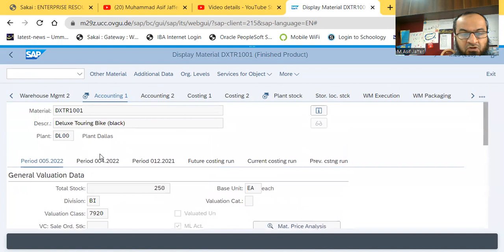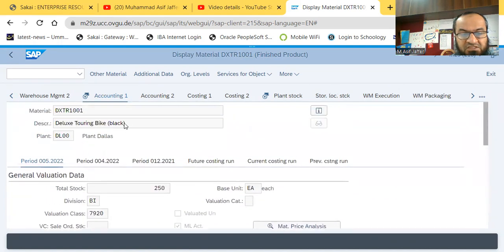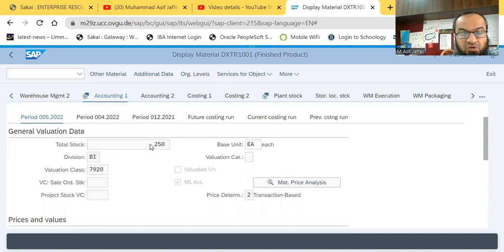Then the currency, and then also you see the available stock on this particular plant. Keep in mind that this is the description and this is the Dallas plant. We are actually displaying this material for this particular plant. So this is the total available stock at this particular plant.